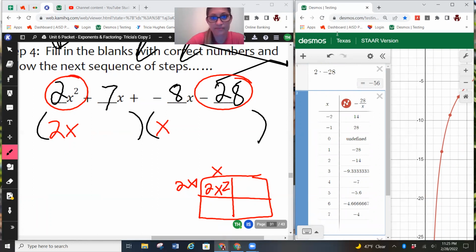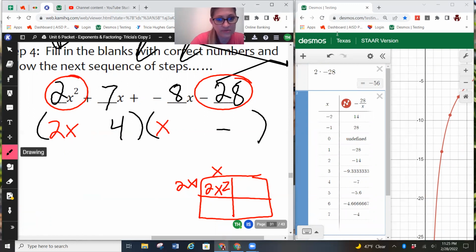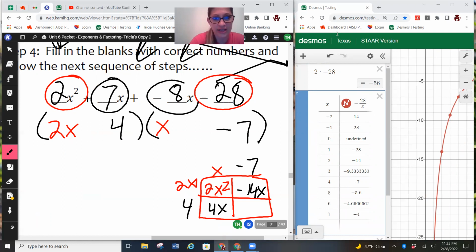There's a lot, right? So I'm going to try. What about 4 and negative 7? 4 times negative 7 multiplies to negative 28. So I'm going to put the 2x with the 4 and the x with the negative 7. So now that makes 4x. That makes negative 14x. Nope. We need a 7x inside the box and a negative 8x inside the box. So that doesn't work.